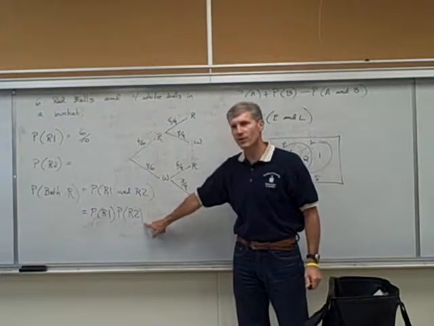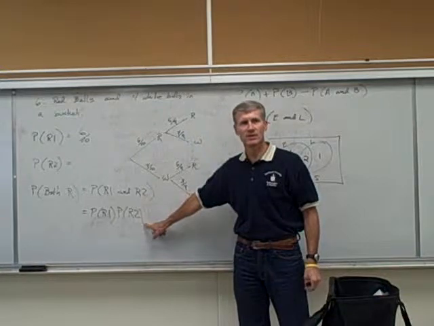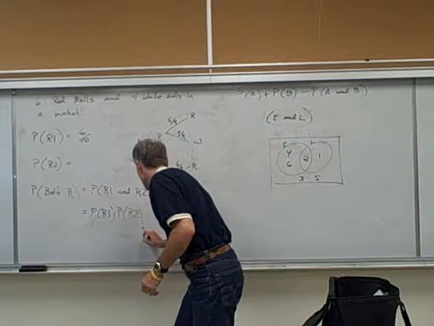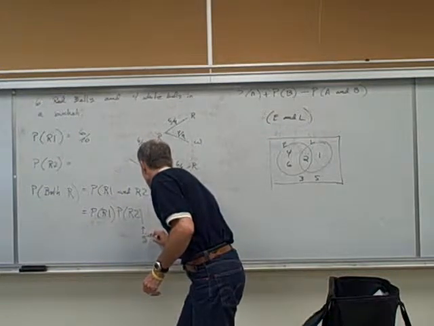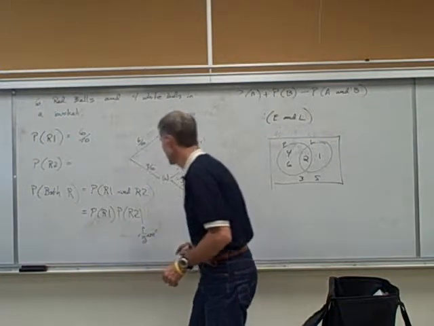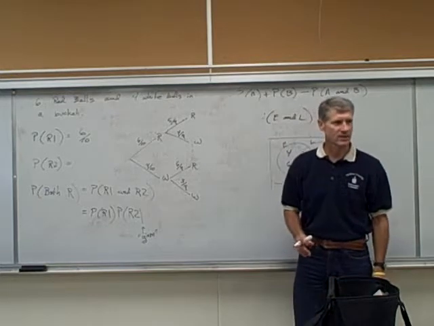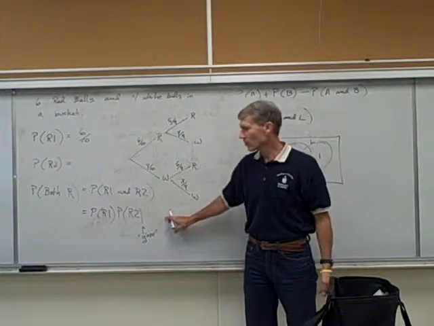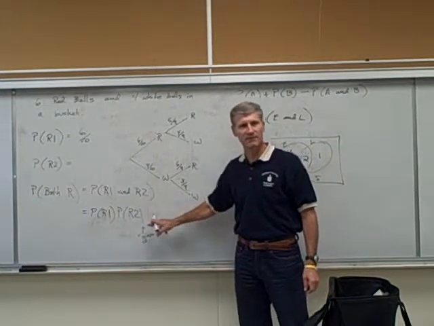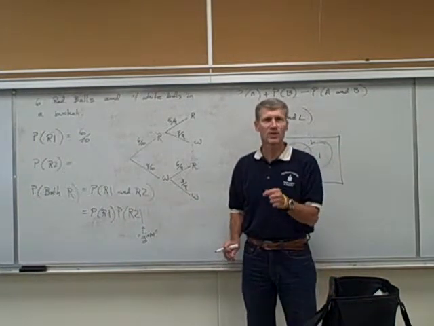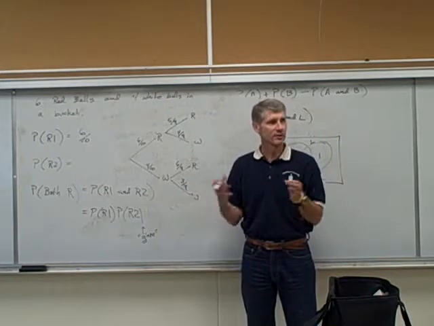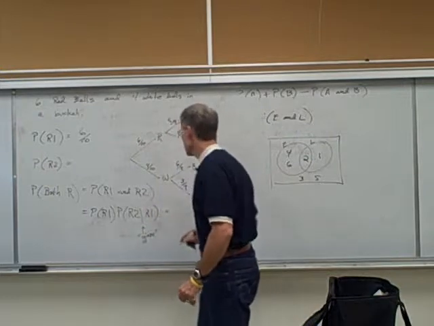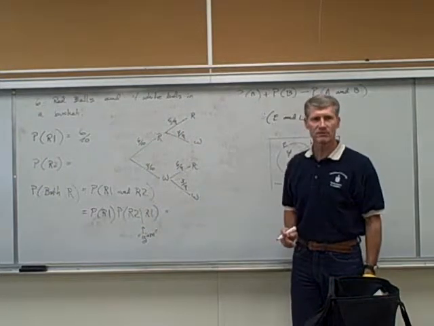So you read this vertical bar as the word given. Okay? So I'm going to put a little arrow under there. This is given. It is the condition. So we say R2 conditional upon R1, or more commonly we say R2 given R1. And given R1 means given that R1 occurred. And now I can just multiply those things out.